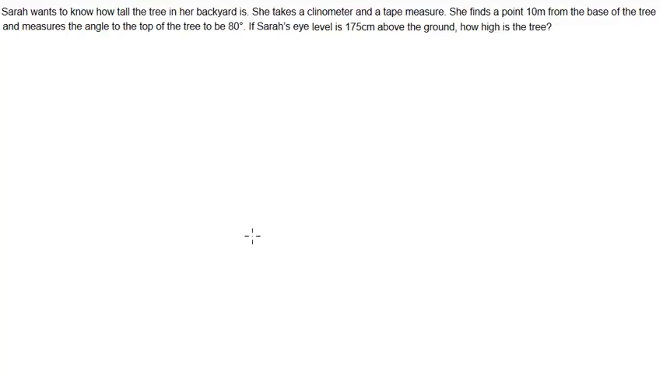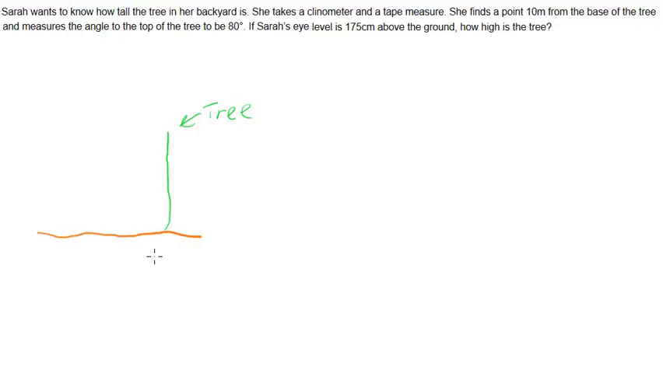The best strategy for working out how to solve these problems is to start with a diagram. So let's see if we can draw what's going on. So first thing I'm going to draw is the ground, and I'm going to draw a tree. In this case, I'm just going to draw a vertical line to represent my tree. Okay? Make it more obvious, that's a tree.